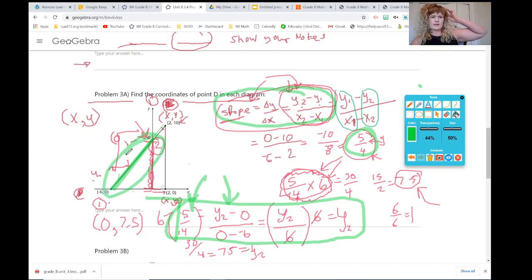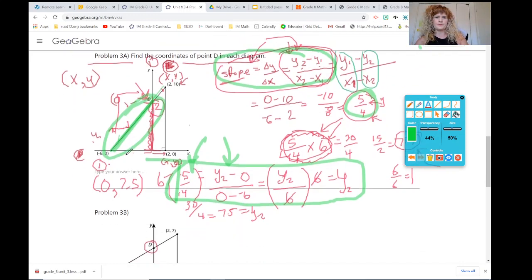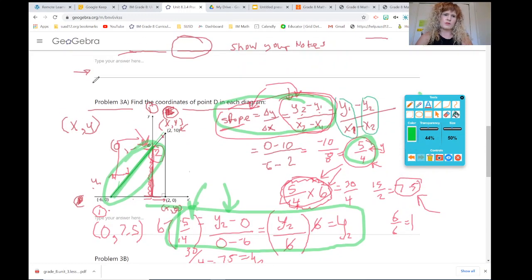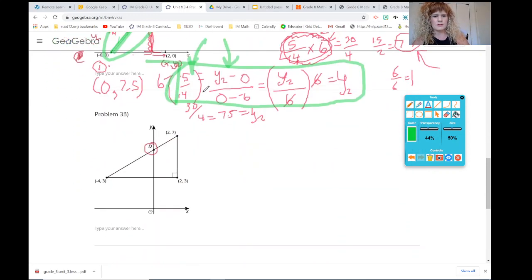Okay, good luck, guys. I want you to try that on your own and show me your notes in a picture. You must take notes. Do not copy my answer. In fact, I'm going to be grading you on taking notes. I'm going to write that down. I'm grading you on taking notes, not entering in answers.